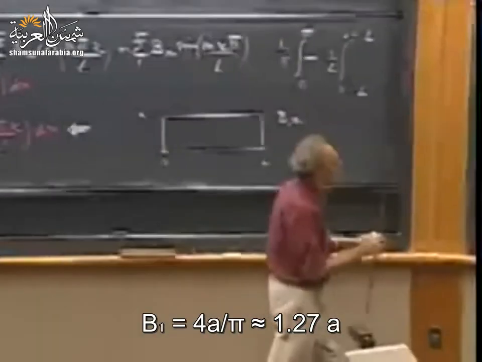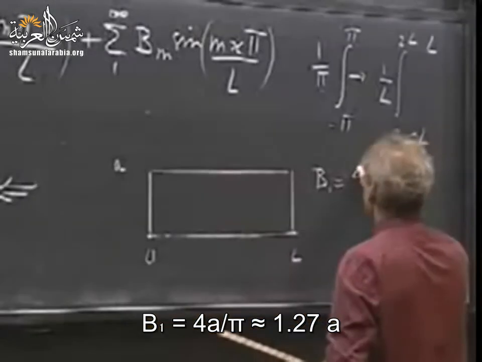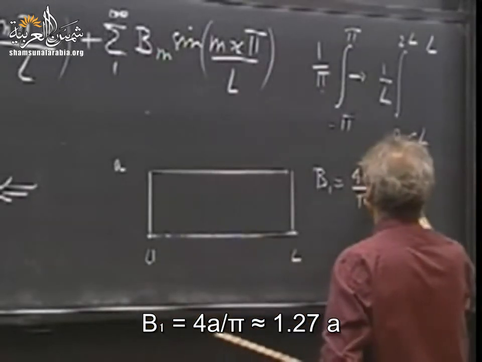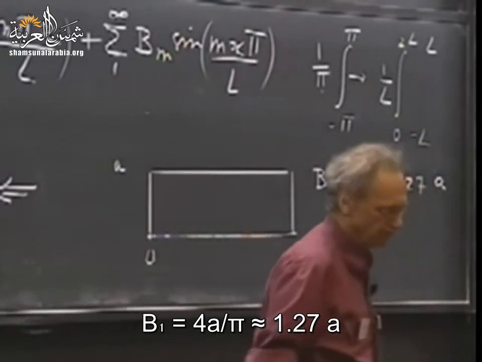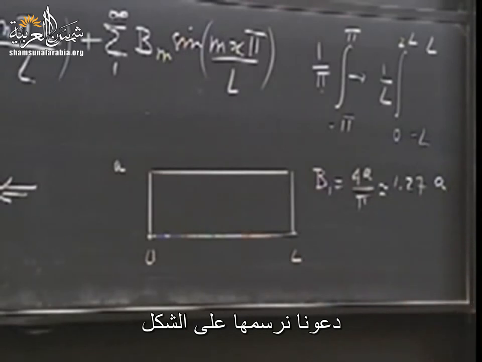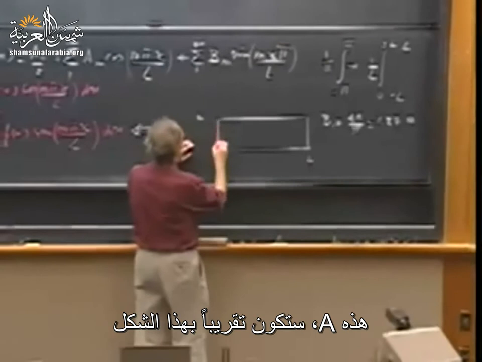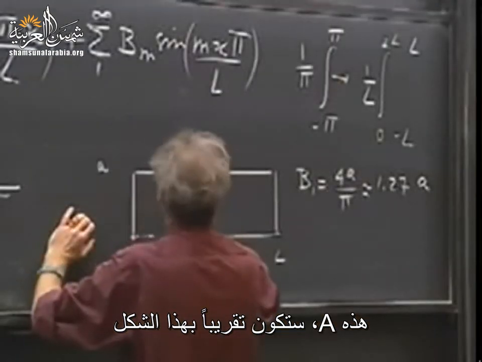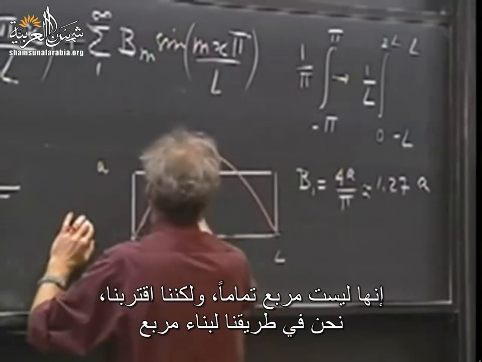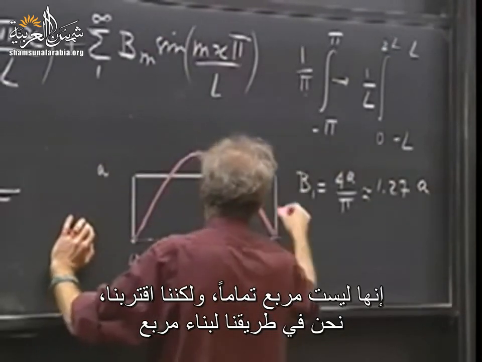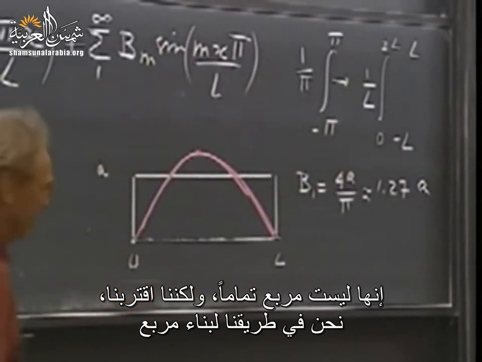Well, B1 is going to be 4a divided by pi, which is approximately 1.27a. Well, let's put it in there. This is A, so I have to put in 1/3 more, so it comes up to this point roughly. So there it is. I love it. It's not quite a square yet, but we're getting there. We're on our way to building up the square.